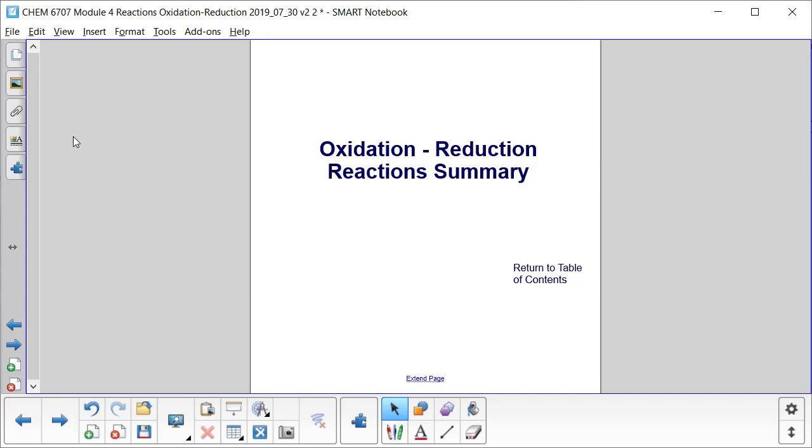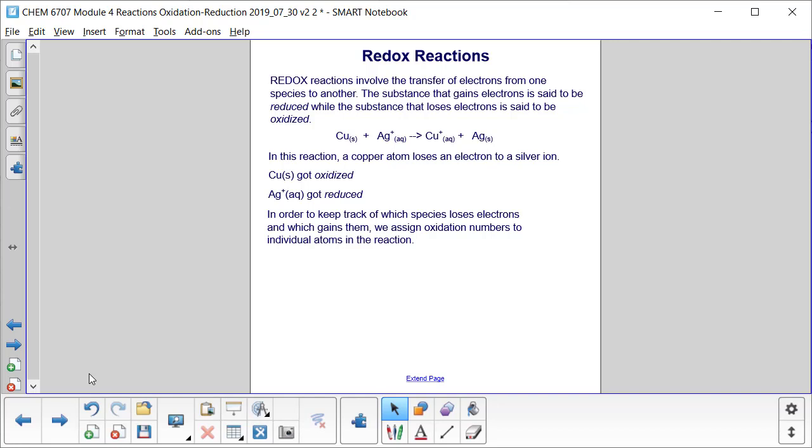Let's start with a summary of oxidation reduction reactions. Redox reactions involve the transfer of electrons from one species to another. The substance that gains electrons is said to be reduced, while the substance that loses electrons is said to be oxidized. In the reaction that's shown, the copper metal atom loses an electron to become copper plus 1. Therefore, copper, in losing that electron, got oxidized.